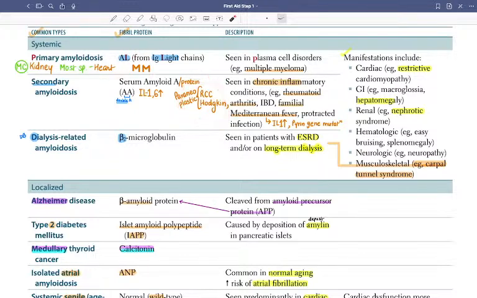Dialysis related amyloidosis, beta 2 microglobulin, in ESRD, end stage renal disease, long term dialysis. Manifestations include, for all the systemic amyloidosis: cardiac restrictive cardiomyopathy; GI macroglossia, hepatomegaly; renal nephrotic syndrome, not nephritic; hematologic bruising and splenomegaly; neuropathy, and muscular carpal tunnel syndrome. Carpal tunnel syndrome, that's in end stage renal disease.